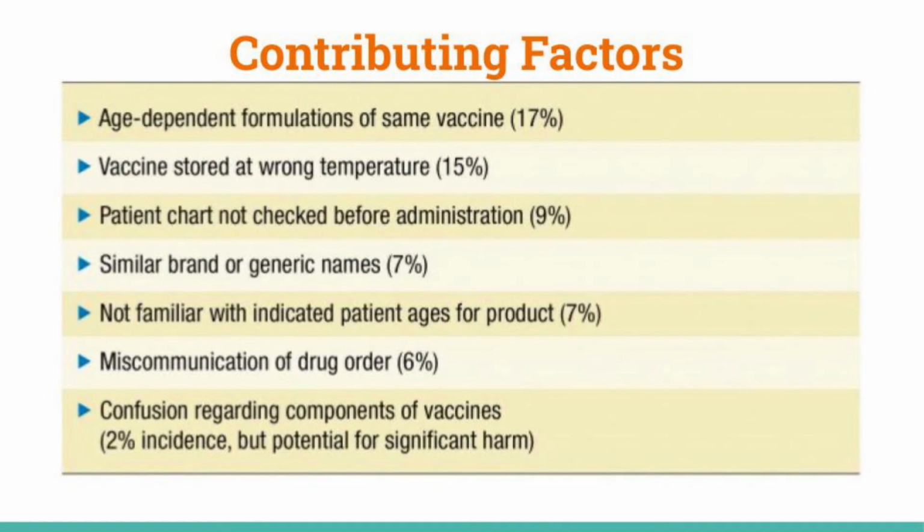Contributing factors. There are a number of errors made in every aspect of medicine across the country. These are statistics based on the entire country. So 17% of all vaccines distributed were given to the wrong age group. This is the most common mistake made because of poor judgment calls.